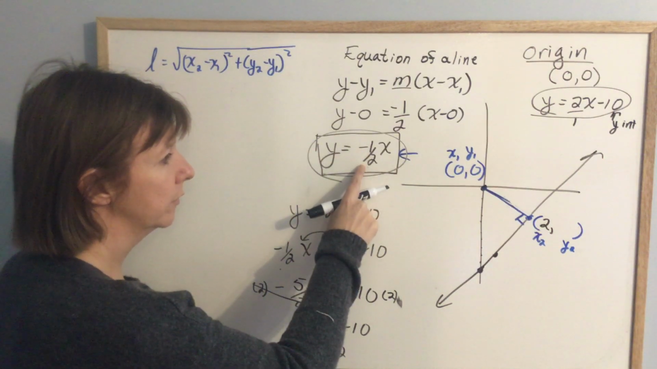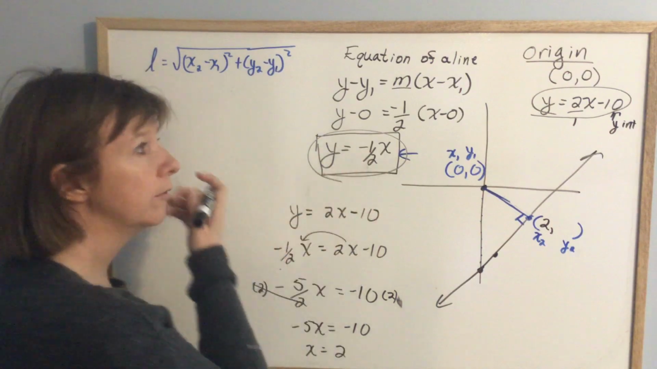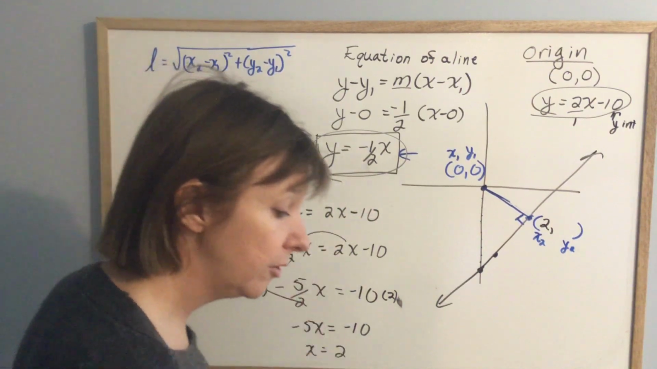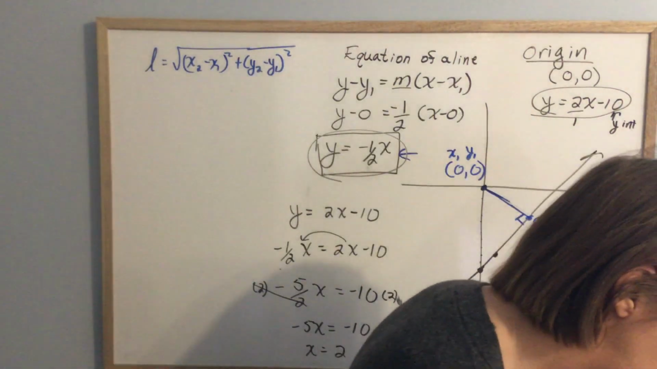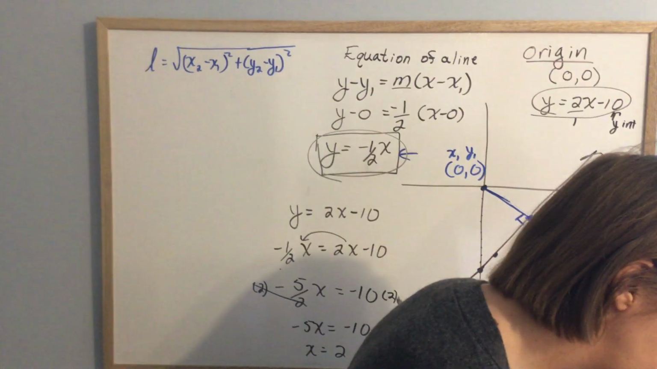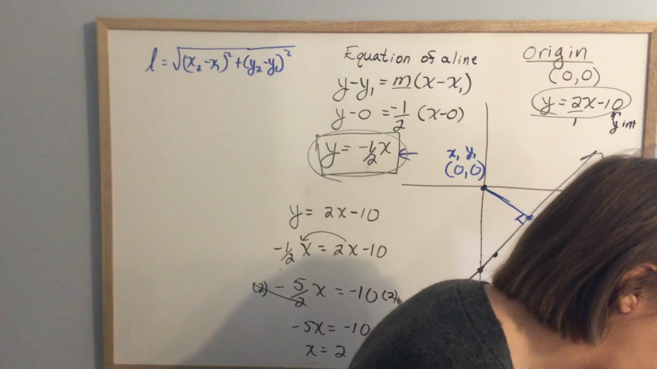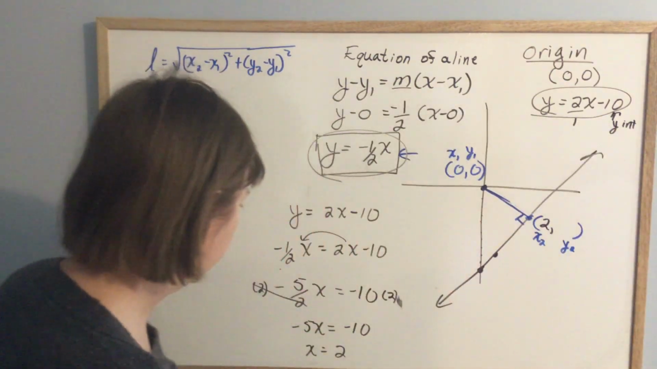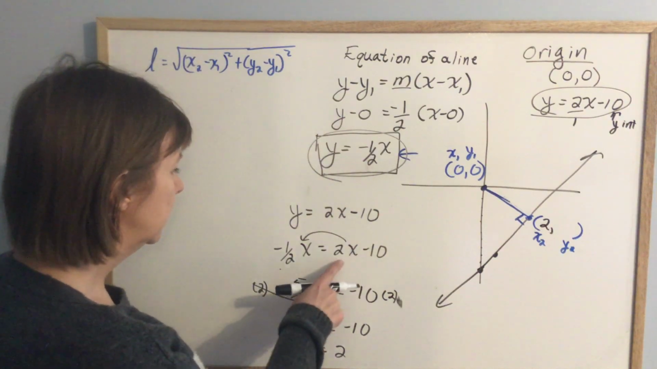Negative 1/2, yeah. Negative 1/2 times 2. Let me just make sure I got that right. Did I do that right? No, x is 4. Hold on, x is 4. What did I do wrong?